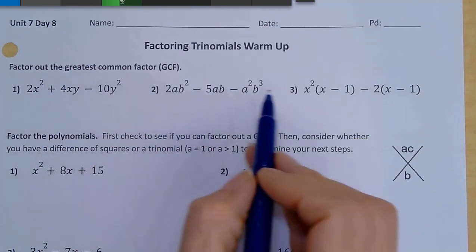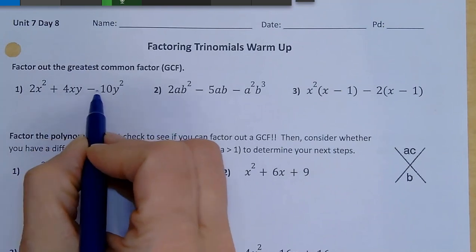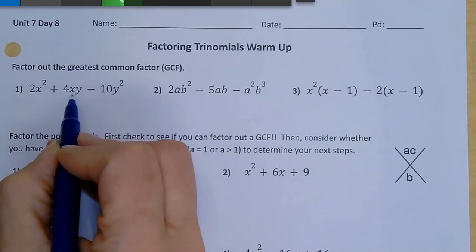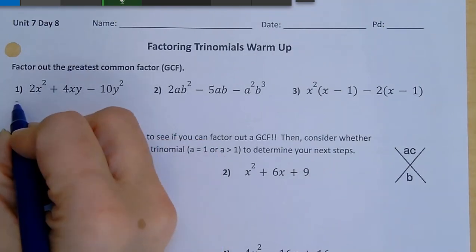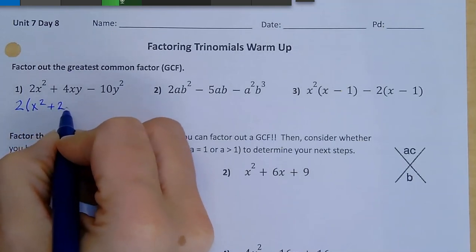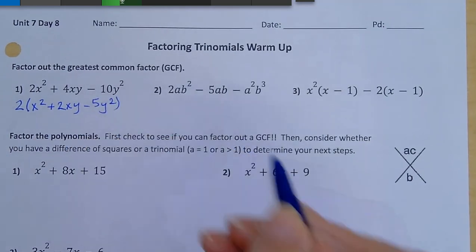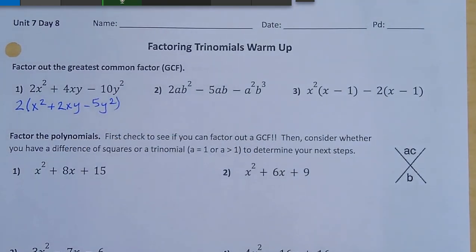First, the first three ask me to factor out the greatest common factor. So I'm going to pull out whatever I can. I have 2x squared plus 4xy minus 10y squared. The only thing I can pull out is a 2, so I'm left with x squared plus 2xy minus 5y squared. Okay, looking inside there, I don't see anything else I can pull out.